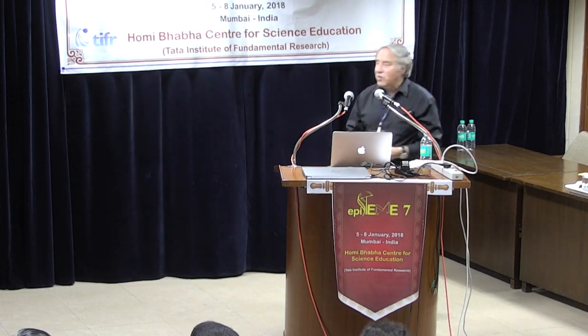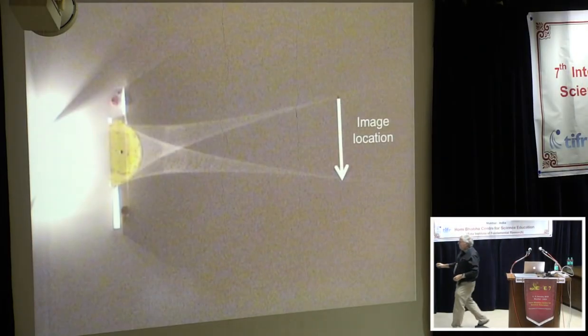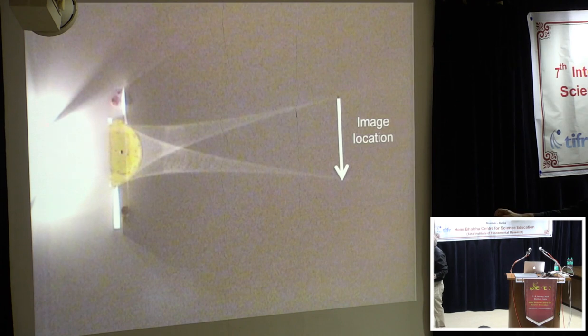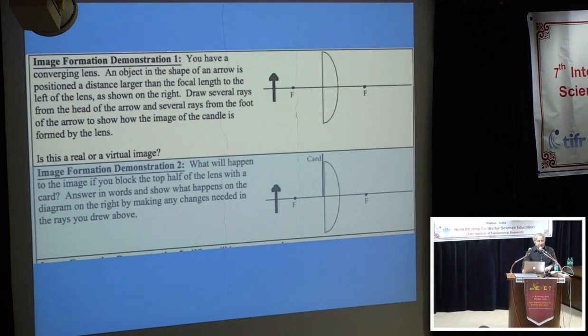If I turn on both light bulbs, and put a green filter in front of one of these, you would see that the light from the top light bulb is going down and focusing there, and the light from the bottom one is coming up and focusing there. So there's my image.